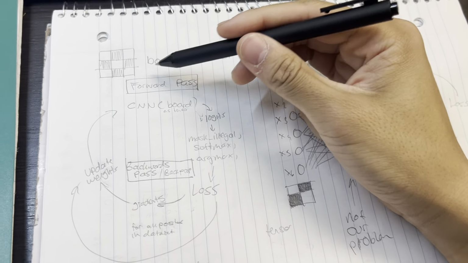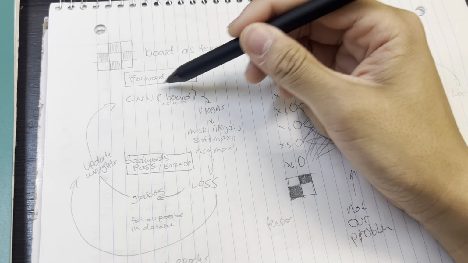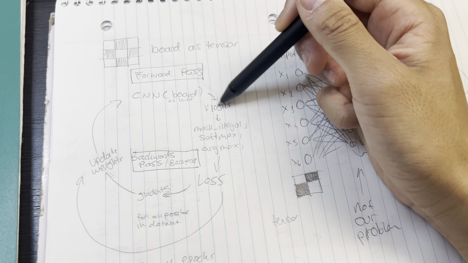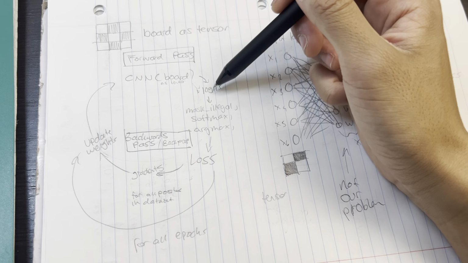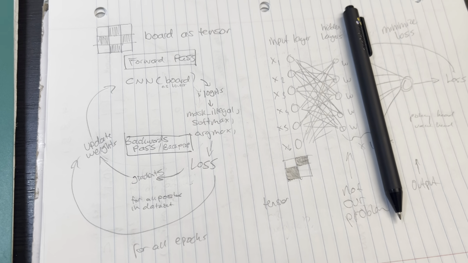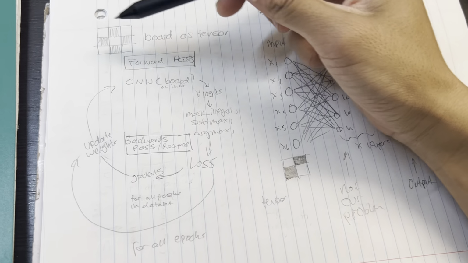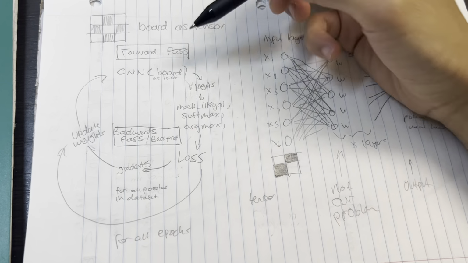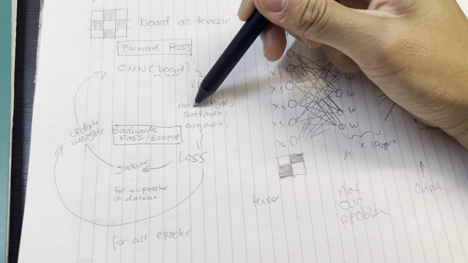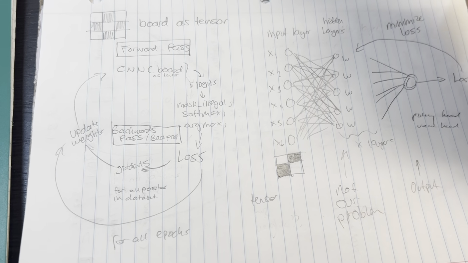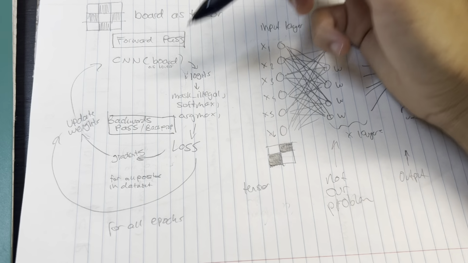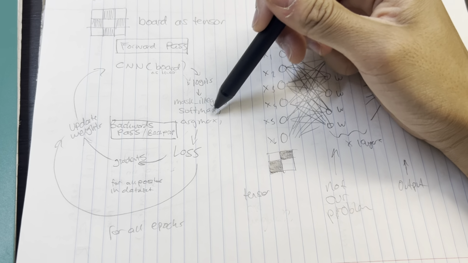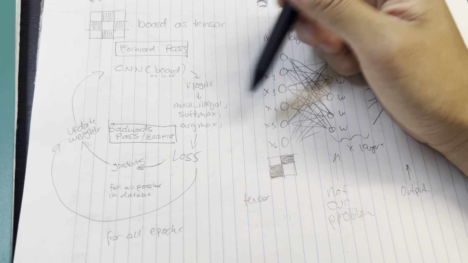So we get our board as a tensor, and we enter the forward pass. So we input the board into the CNN, and it outputs logits, which are basically a probability distribution but not normalized. It's like you just have a number for every position on the board. It could be above 1, etc. Then we set the illegal ones to negative infinity. Then softmax sets everything between 0 and 1.